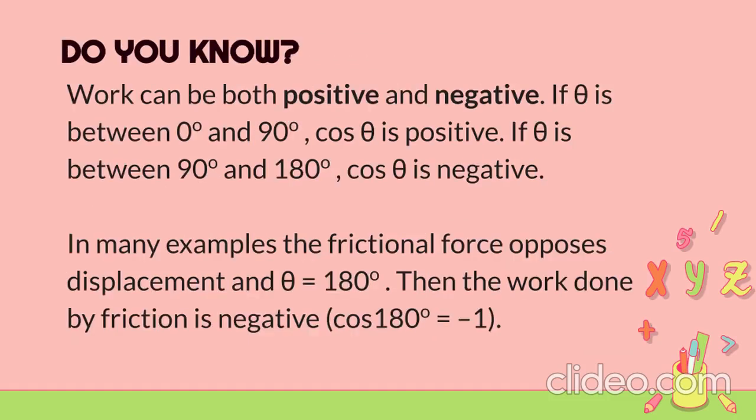Let me add a few more things to make your understanding clear. Yes, we saw work can be 0. I would also like to add that work can be both positive and negative. If theta is between 0 degrees and 90 degrees, cos theta is positive and work done is positive. If theta is between 90 degrees and 180 degrees, cos theta is negative and work done is also negative. This will happen when we have forces like friction, which is negative on the object.